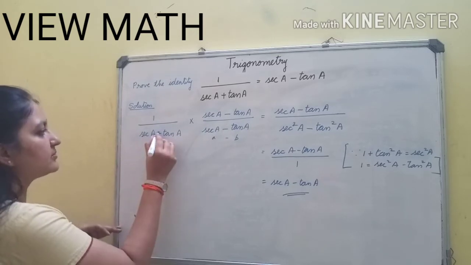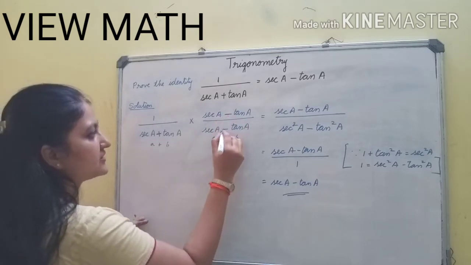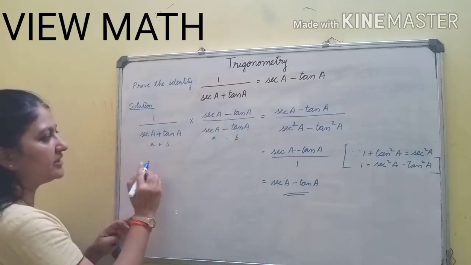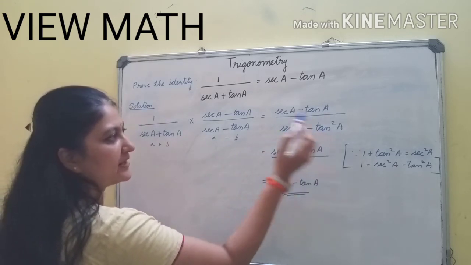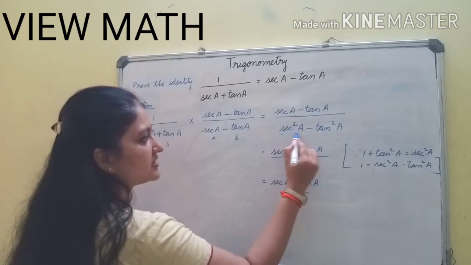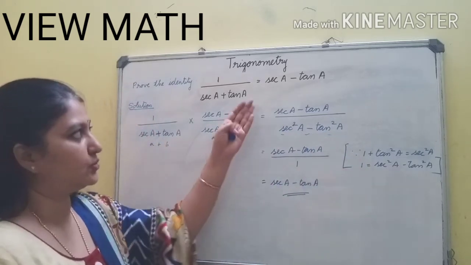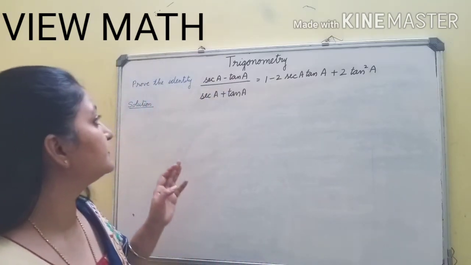Its conjugate is nothing but, whenever you see a plus sign here, you take just the opposite sign, the negative sign. Multiply and divide it. Numerator I have multiplied. Denominator is in the form A plus B, A minus B, so I am using the formula A square minus B square. So now this is equal to 1. So secant A minus tan A you have proved. Right? Now let's see the next problem.